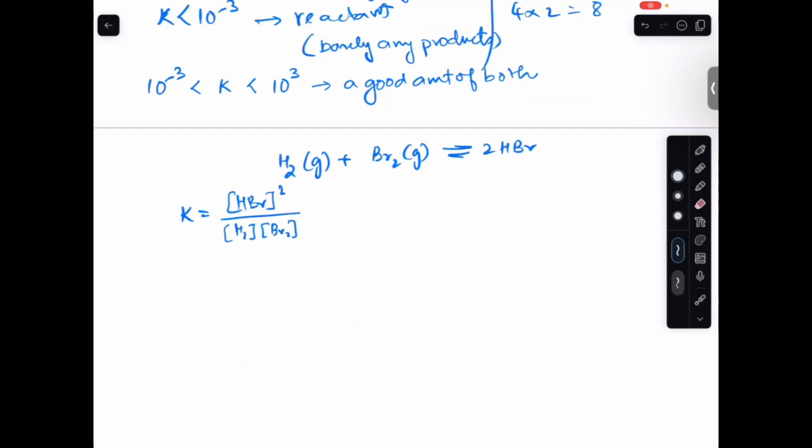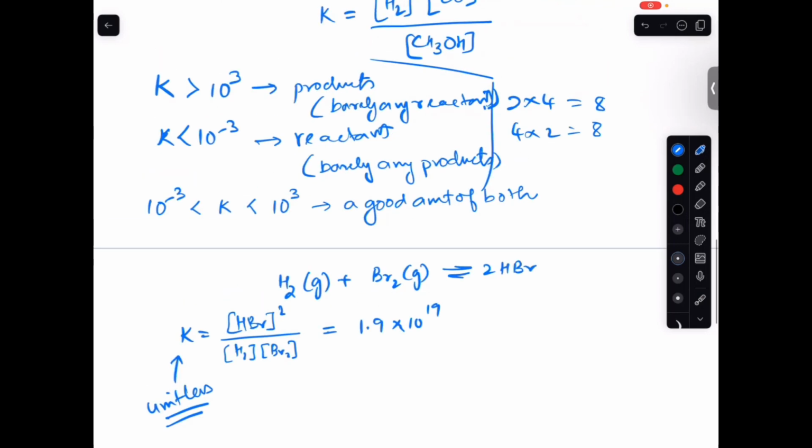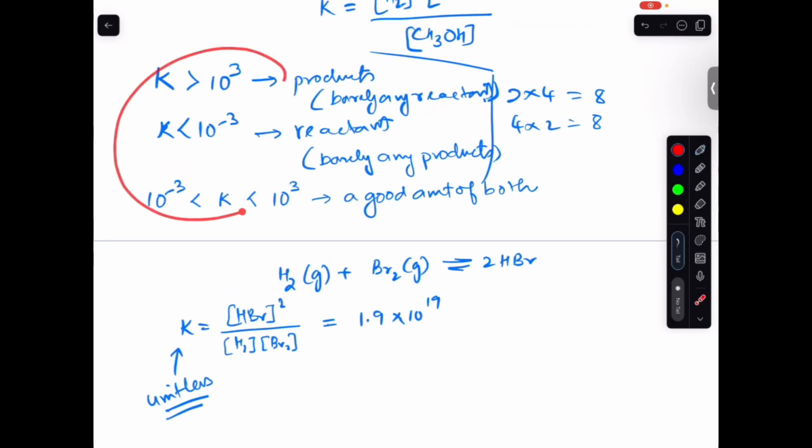The value of this is actually, experimentally, it was determined to be 1.9 times 10 to the 19. Here's the thing about equilibrium constants. Equilibrium constants are unitless. So don't get too caught up about the units of an equilibrium constant. This is one place where you'll have a little bit of a reprieve from trying to figure out the units of something. Equilibrium constants do not have units. 1.9 times 10 to the 19. Now take a look at what we just discussed out here and tell me, where does this lie?